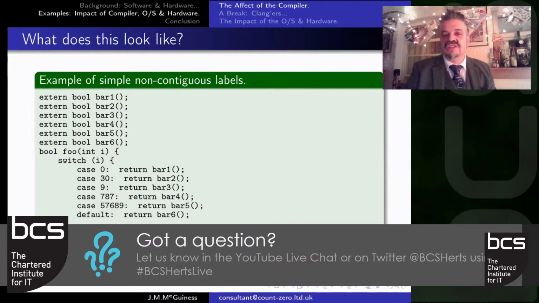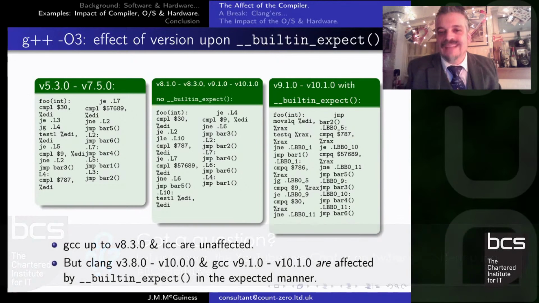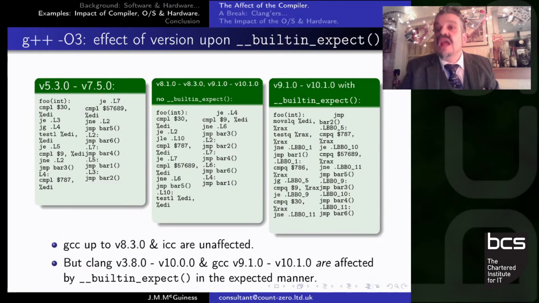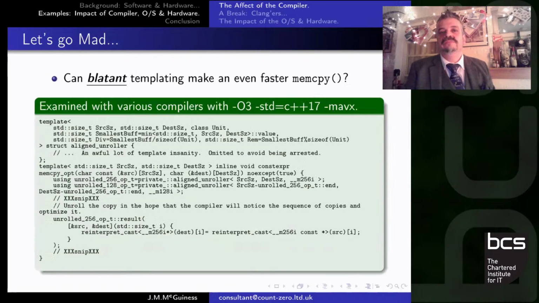So again, here we have a simple example for my non-contiguous labels. We can see that something complicated is happening, but basically a depth first search occurs. And there's the effect of built-in expect. What happens is that there's no effect. But Clang and later versions of GCC are affected by built-in expect. So again, we've got to be very careful which version we apply our built-in expect to in the hope that we will get better performance. Okay, we could hoist the misbehaving label and put it in an if statement or something, but remember I spoke about static branch prediction.